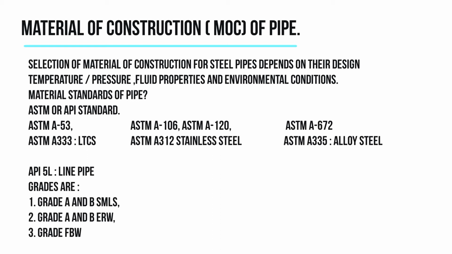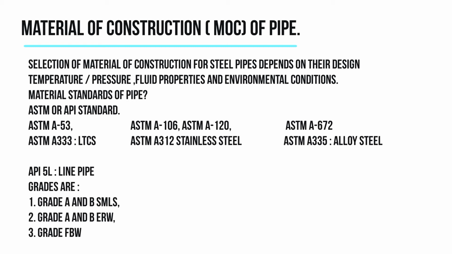ASTM A106. This is a seamless carbon steel pipe for high temperature service. Nominal pipe size 1/8 inch to nominal pipe size 48 inch. Like the previous material, A53, which is normally used for utility services, ASTM A106 is used for process piping, and its temperature ranges from 15 degrees to 415 degrees centigrade.